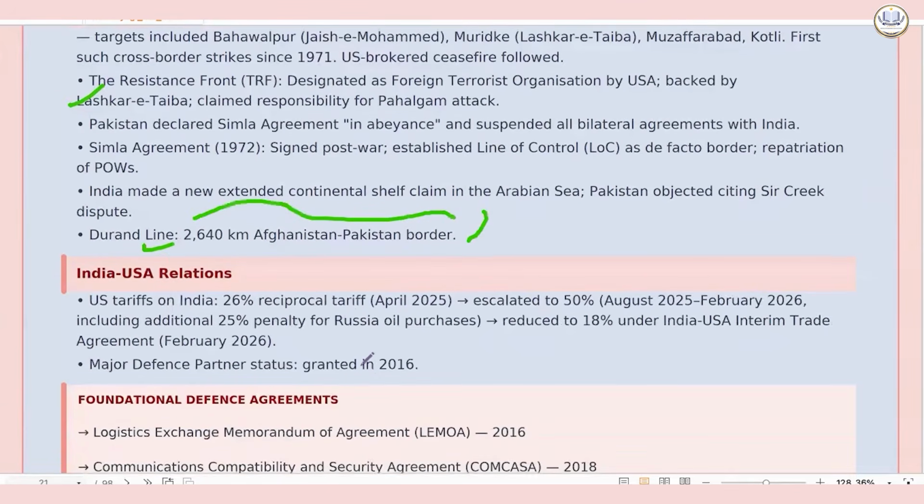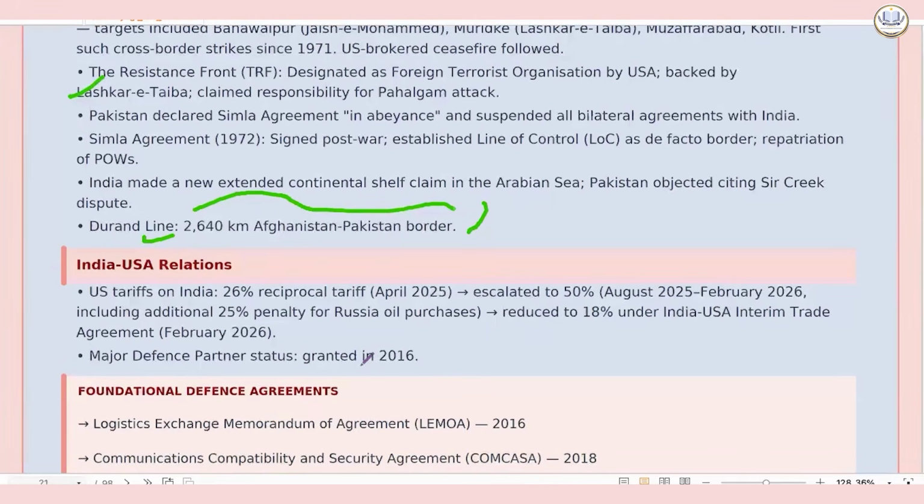And India-USA relations. The USA had put a lot of tariffs on India. The 26% reciprocal tariff escalated to 50%, then was reduced to 18% under the India-US interim trade agreement in February 2026. Major Defense Partner status was granted in 2016.